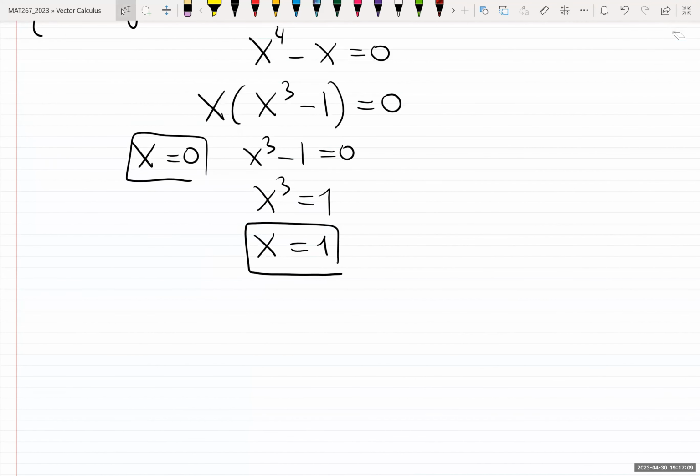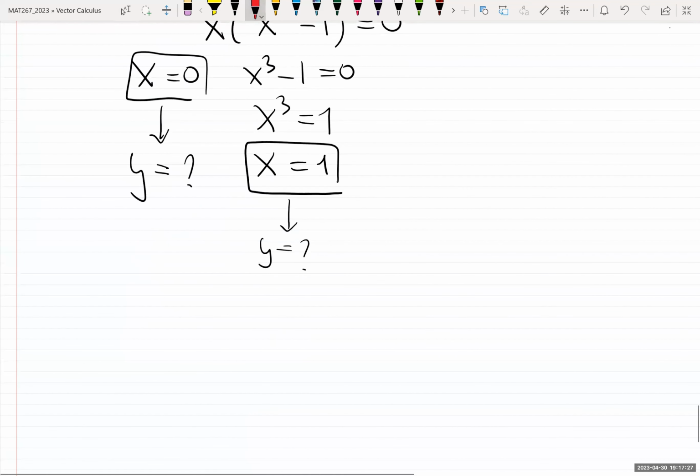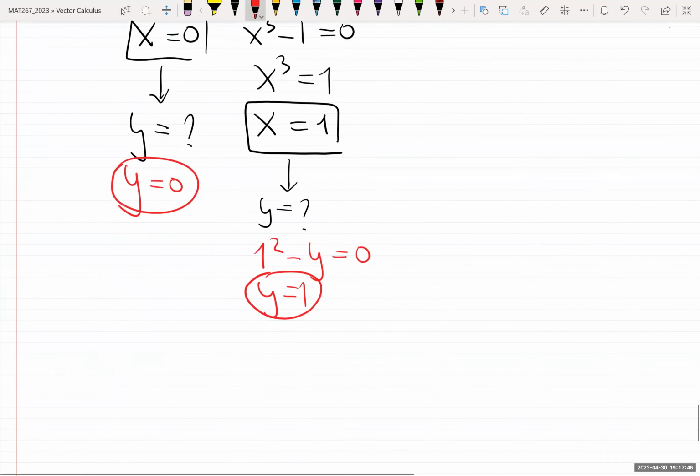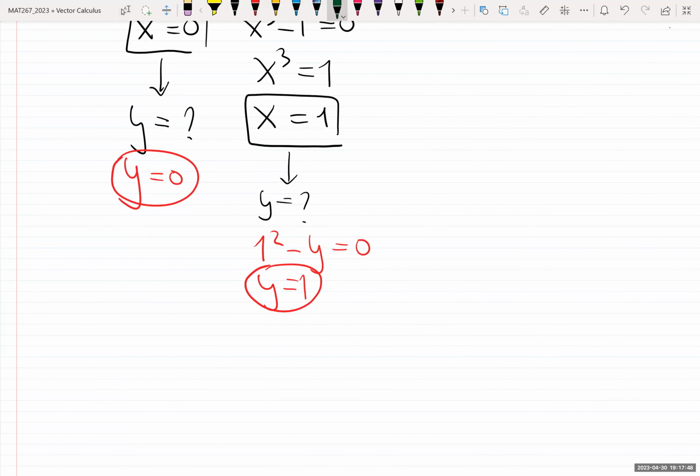Now you need to find the next pair. What is y? So you plug in each equation. In each equation, 0 gives 0. So that's the easy one. When x is 0, y equals 0. And what happens when x is 1? Choose any to solve. When x is 1, I have 1 squared minus y equals 0. Guess what? Y equals 1. Convenient.